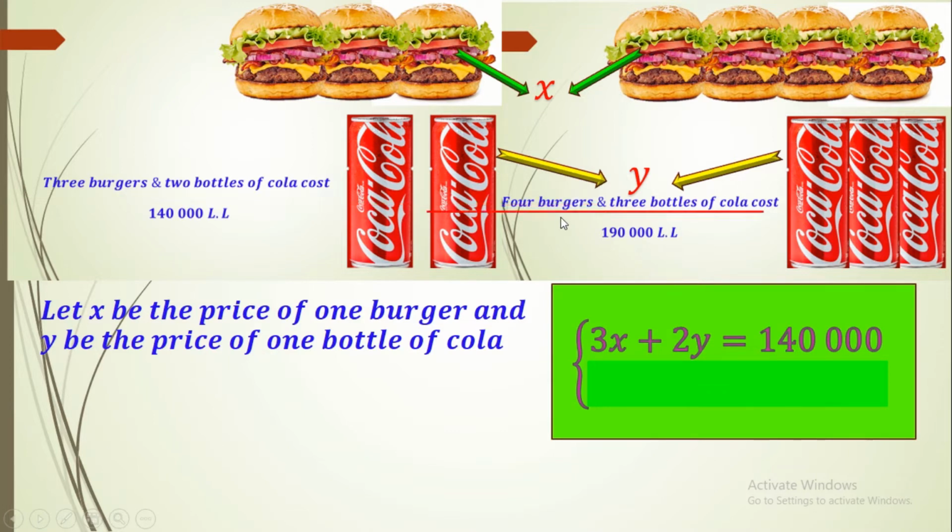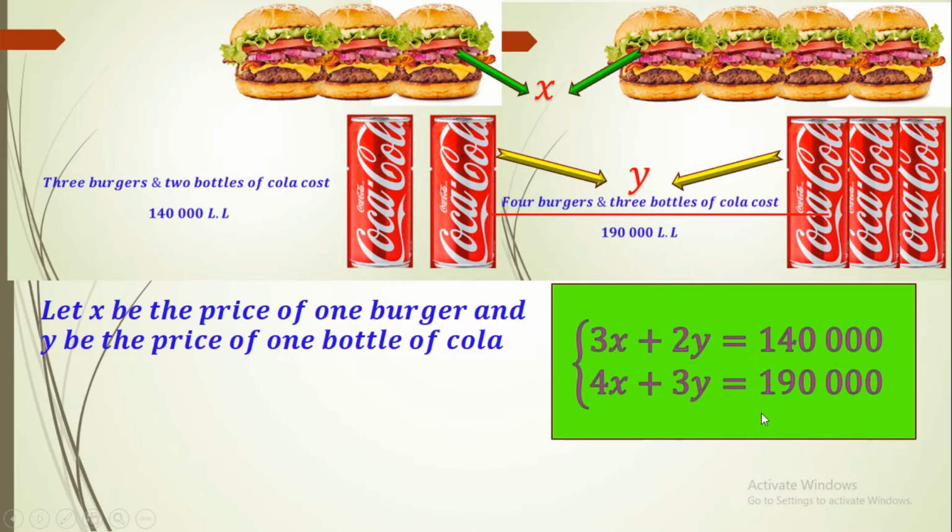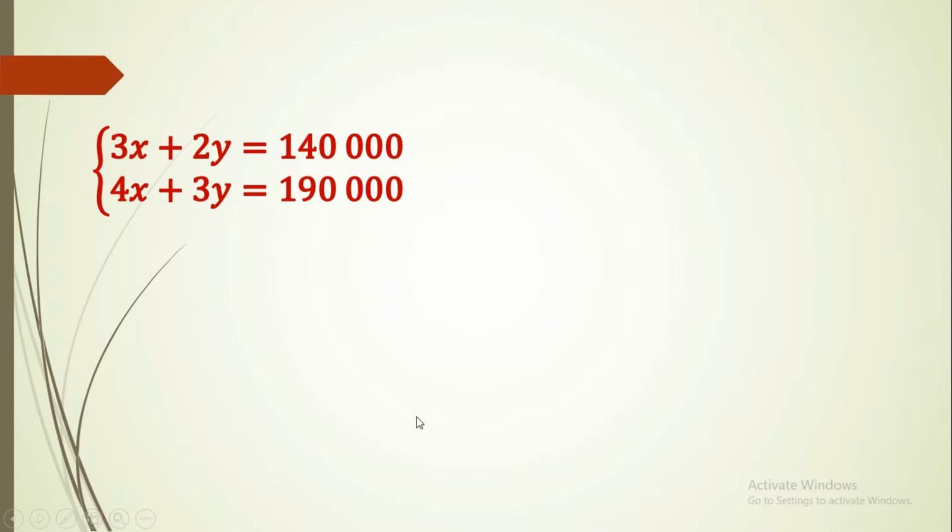Now let's solve the other given. 4 burgers and 3 bottles of cola cost 190,000 Lebanese lira. So we say 4x, the price of a burger being x, plus 3y, which is the price of each bottle of cola, gives us 190,000. Now we have a system of two equations to solve. So when we have two unknowns, we need two pieces of information in order to know the value of each unknown, which are x and y.